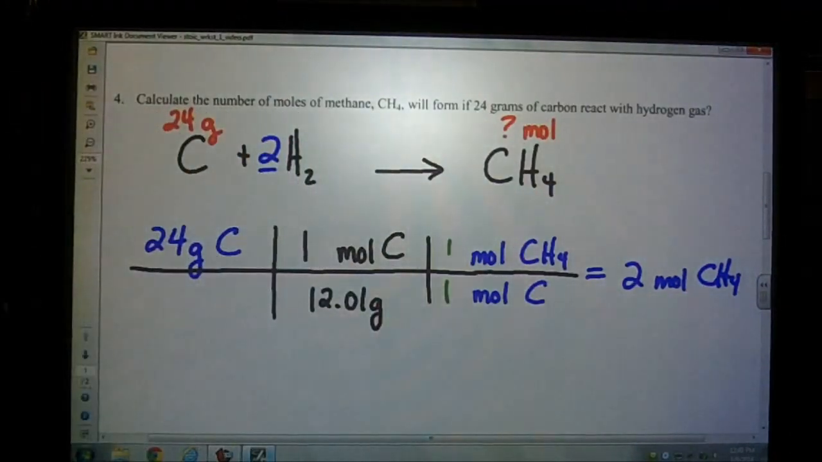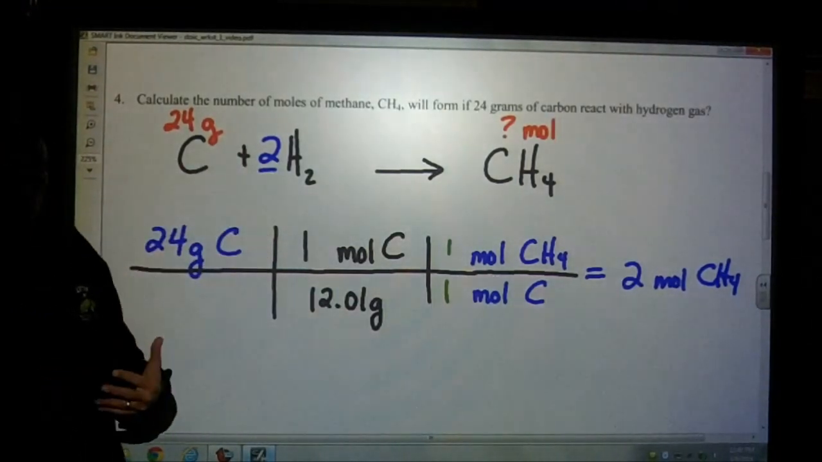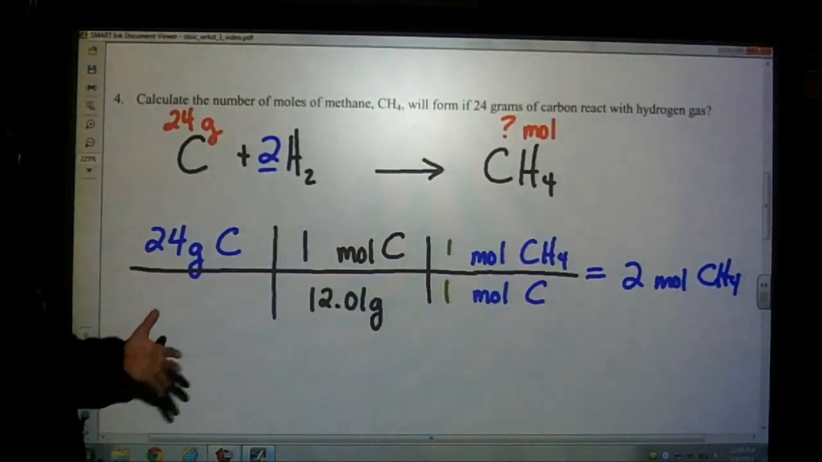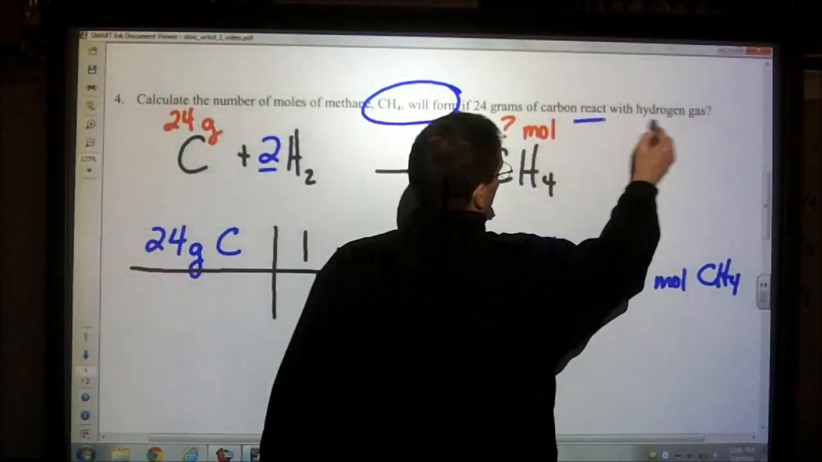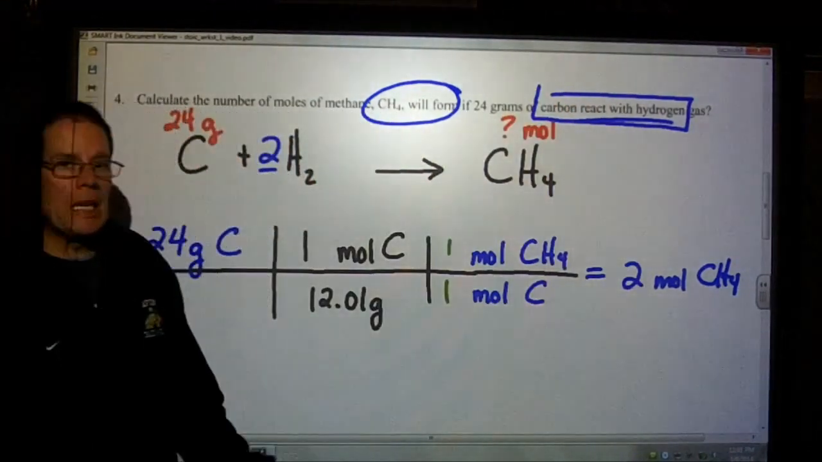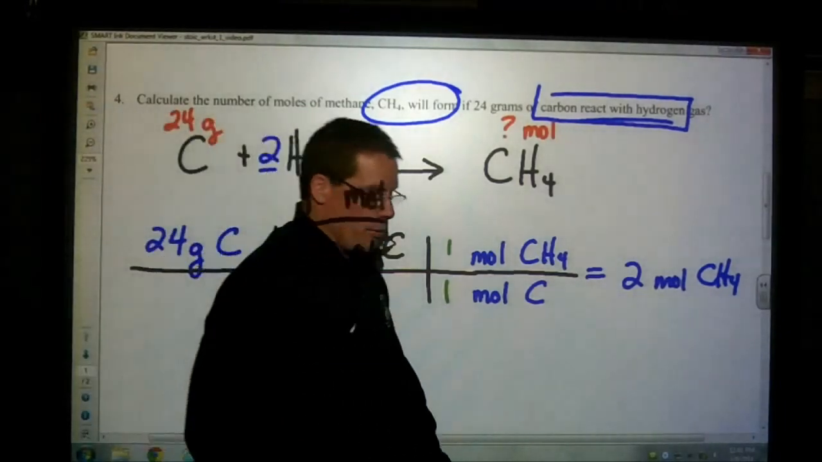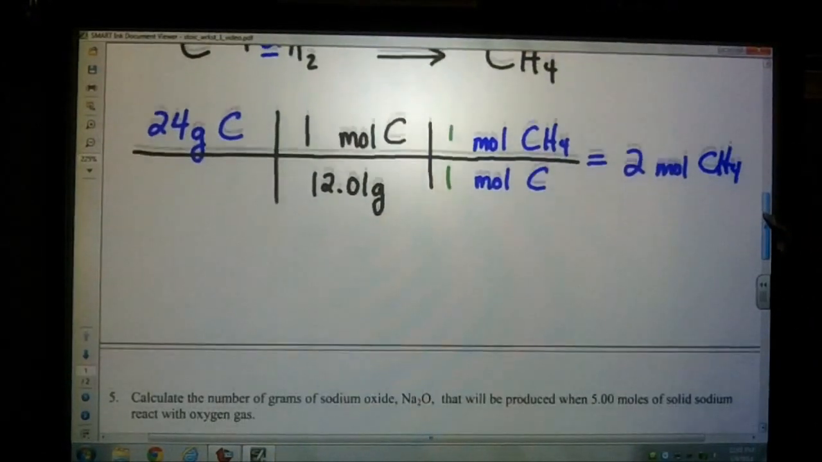Pretty simple, okay. So again, step 1, write a balanced equation. Make sure you know who the reactants are, who the products are. Read the question: will form, react with. These are the things that you're going to have to key off of to be able to determine who are the reactants and who are the products. All right, let's look at number 6.